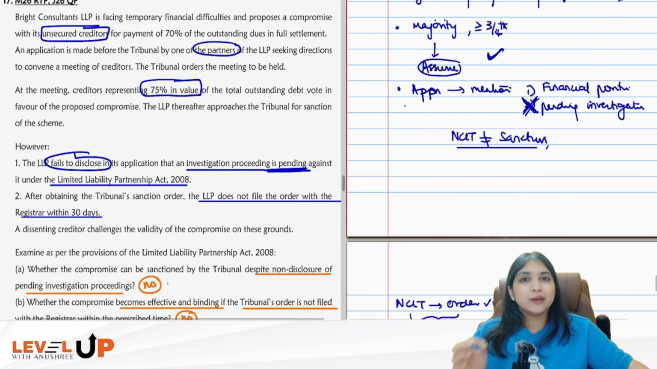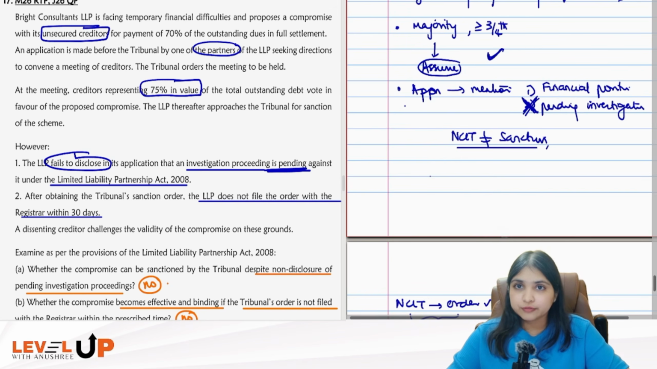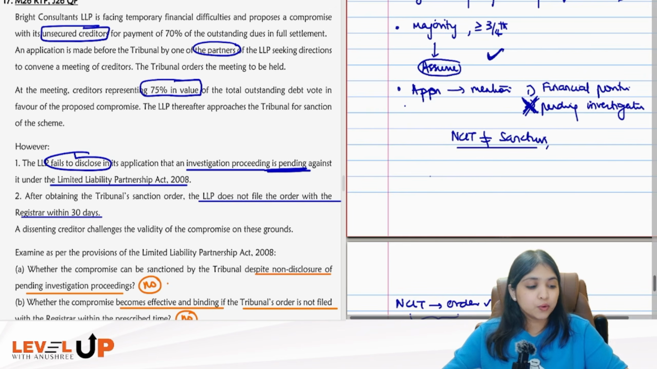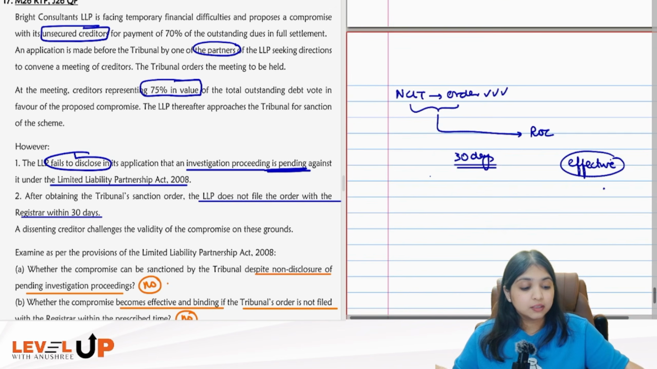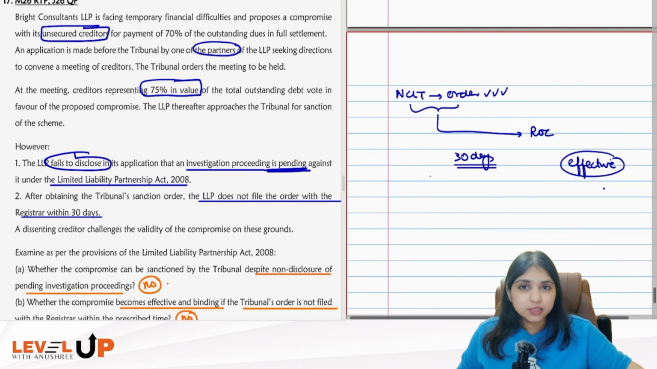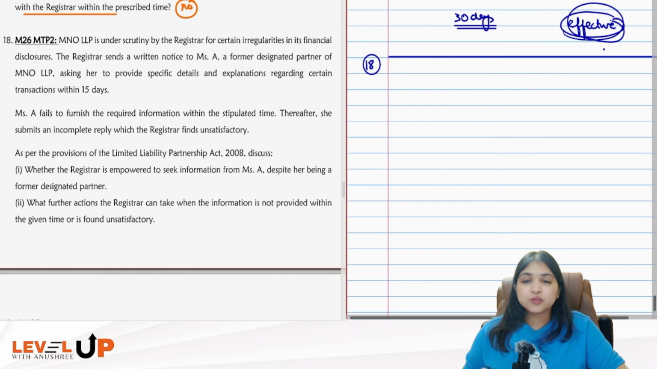Okay, so this entire question was testing us on two things. Thing number one, that whenever we file an application with the NCLT for compromise or arrangement, then in the application we have to mention two things. Number one, the financial position of the LLP, and number two, the pending investigation proceedings. Okay, then number two, one more thing we learned, that in case the NCLT passes an order sanctioning the compromise or arrangement, then a copy of the order has to be filed with the ROC within 30 days of the NCLT's order. Only then it will be effective and binding. Okay, this was question number 17. Now come to question number 18.